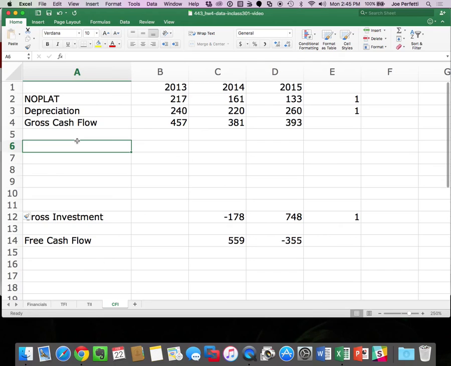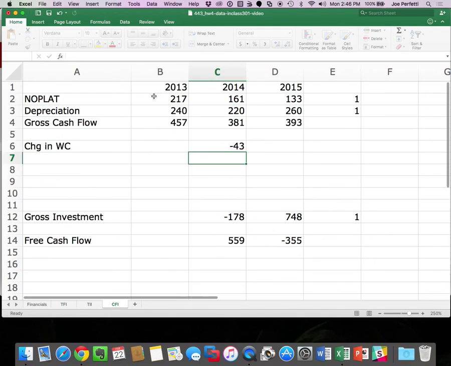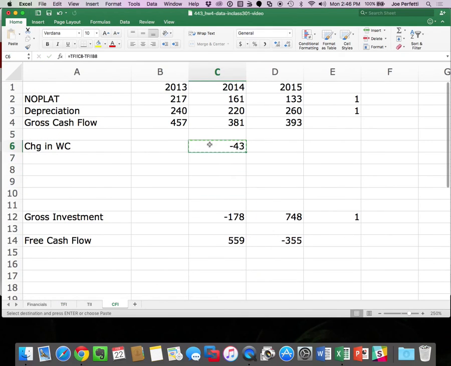So, what is gross investment? Well, first of all, it's going to be our change in working capital. Our working capital went from 810 to 767. So one of the first things we can see is that for both years, this company was reducing its cash tied up in working capital.